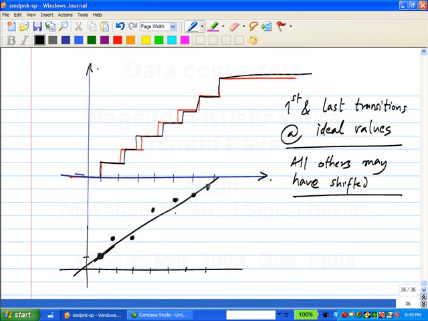Okay, what is the INL here? What is the definition of INL? From this curve, can you find the INL? From this plot.